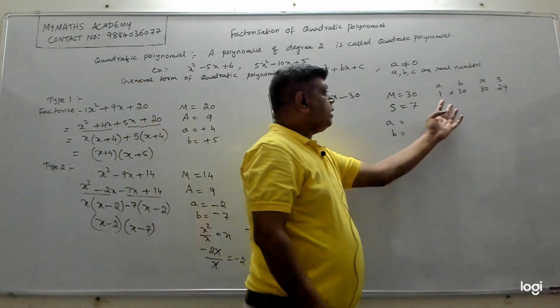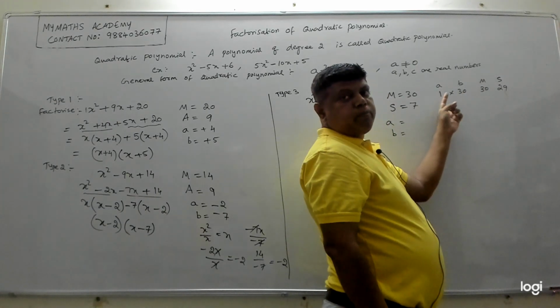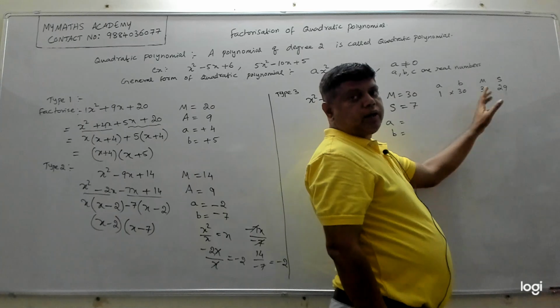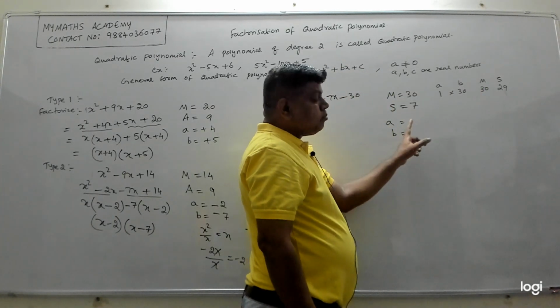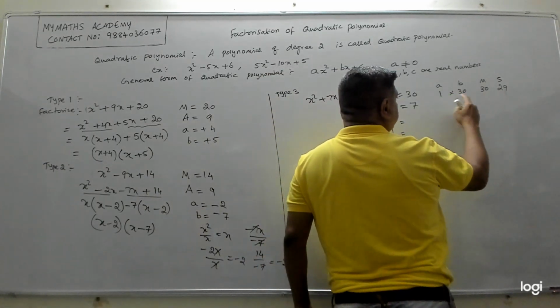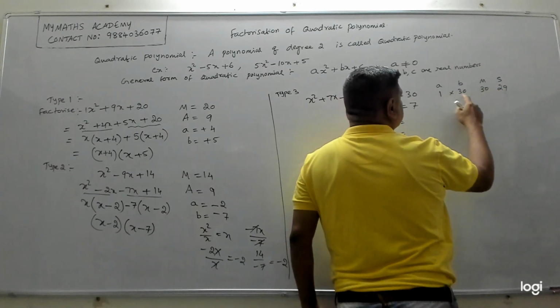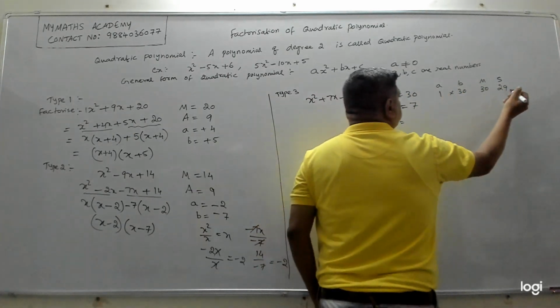So when I multiply, I get 30. When I subtract, you take the greater number and subtract. You need not do 1 minus 30; that will give you minus 29. Here we are not worried about the sign. After finding the number, we are worried about the sign. So now 30 minus 1 is 29. You can take the greatest among these two and then subtract. 30 minus 1 is 29, but we should get 7. So these two numbers won't work.